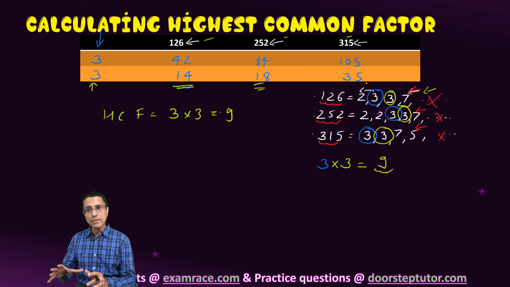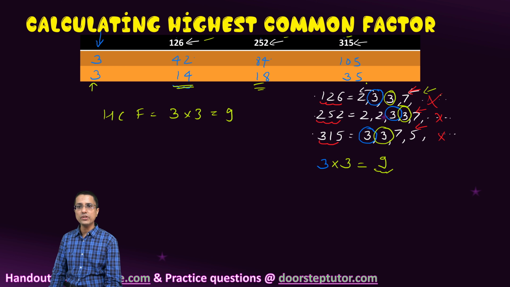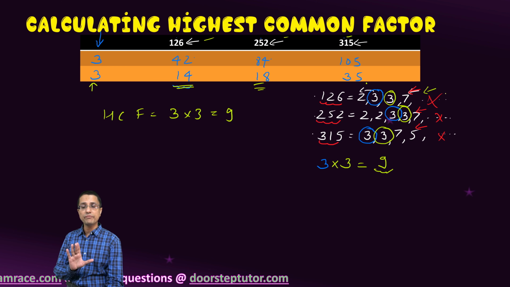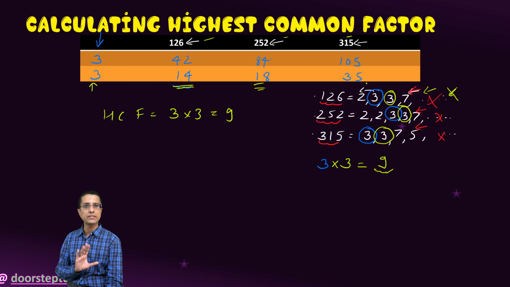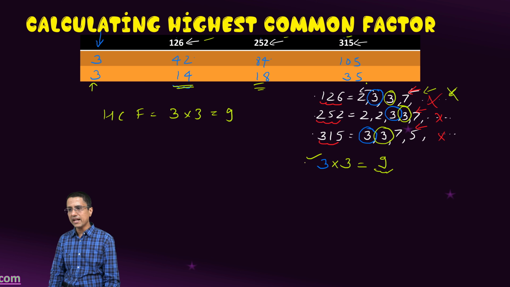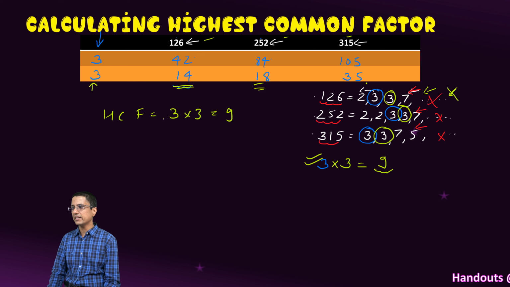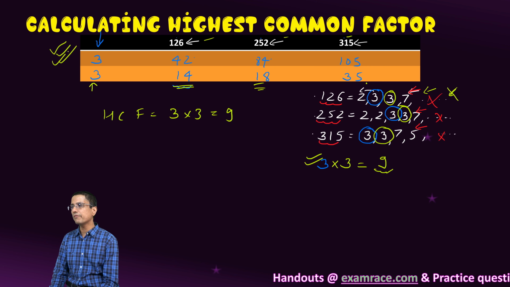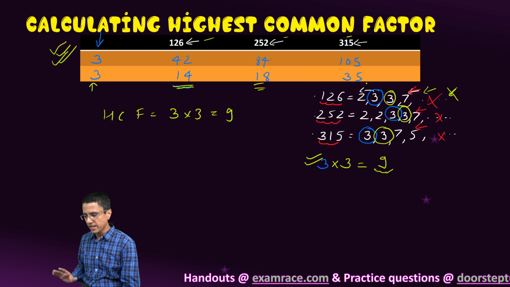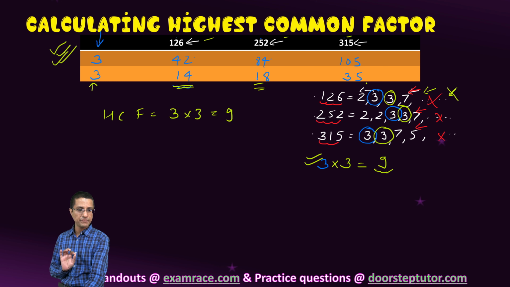So either method is fine. Listing down all the factors and then finding the highest common one is not a good method. You can use either this method from prime factors, or you can use this method. This method is the most preferable. It is the most systematic way of finding the HCF.